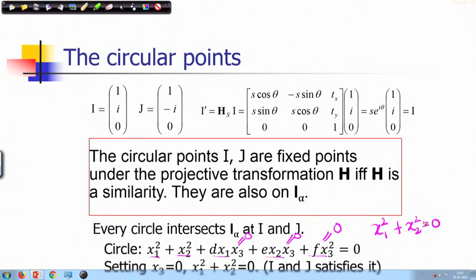And you can note that these 2 points I and J satisfy this equation, because if I take for I, that means 1 square plus I whole square, which is 1 minus 1, that equals 0. So, the circular point I is lying on the circle and also it is lying on the line at infinity. That is why every circle intersects the line at infinity at I and J. So, this is also another interesting property of circular points.